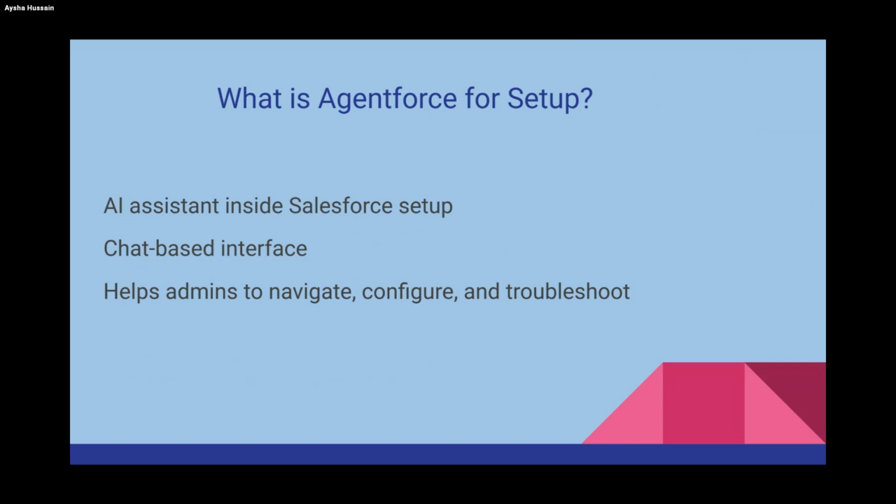So it helps admins to navigate. As admins, we know we have over 1200 pages to navigate once we set up a field, change a field, or change a page layout. There are multiple places we have to go and click multiple times just to configure that. Just to eliminate this many clicks, we can utilize this AI assistant in our Salesforce setup to help navigate, configure, and troubleshoot the issues we have in our Salesforce org.